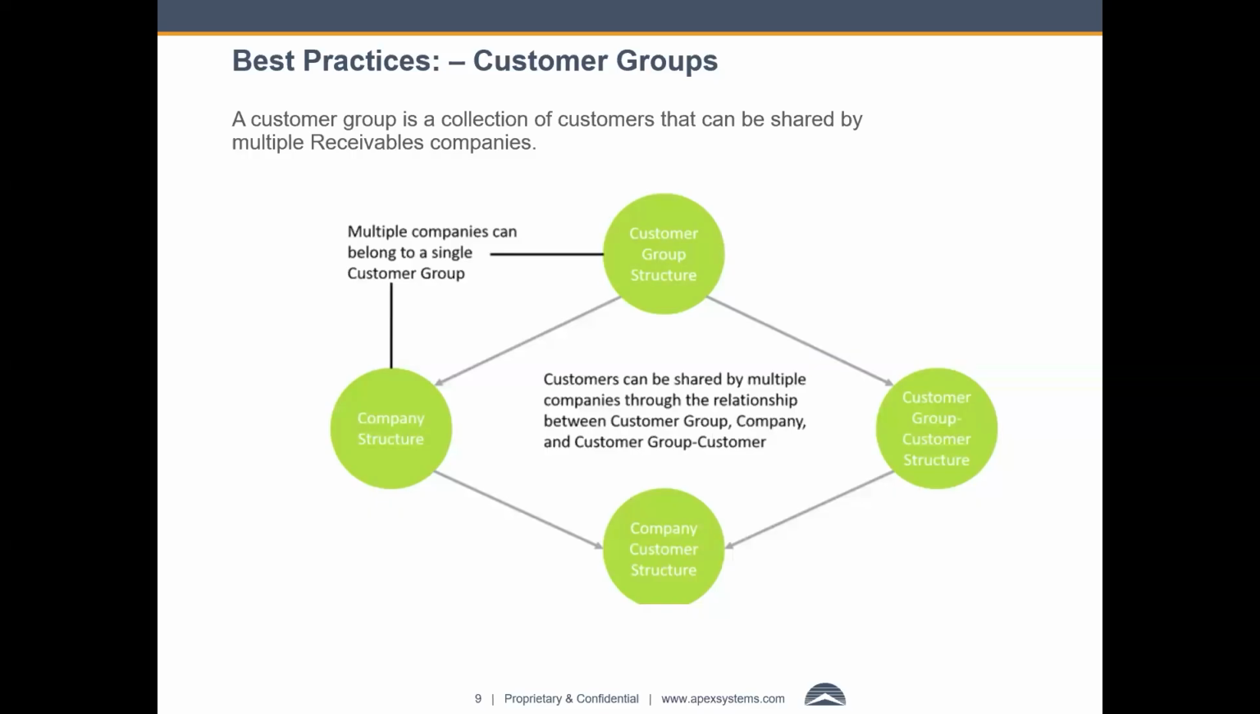Multiple customer groups may be preferable for different types of businesses and non-overlapping companies. Some of the requirements are to select a customer group before specifying a receivables company. Sharing customers across companies can reduce setup time. Each customer must be assigned to a customer group. A company cannot be assigned to more than one customer group. In my experience, most companies have only one customer group.